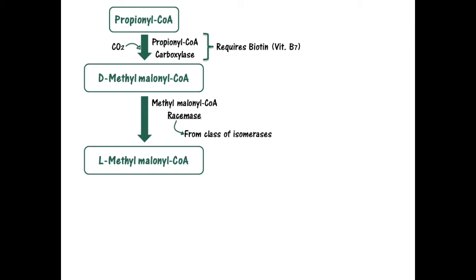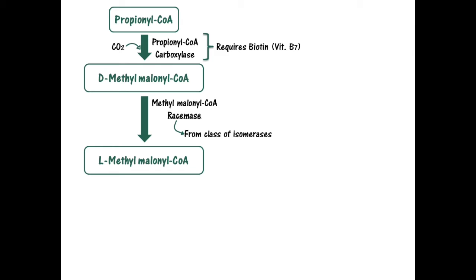Alright, now the D-methylmalonyl-CoA should be converted into its isomer L-methylmalonyl-CoA by the enzyme methylmalonyl-CoA racemase. Racemase belongs to the class of isomerases. Here we just flipped the position of this methylmalonyl-CoA structure from a D to L.